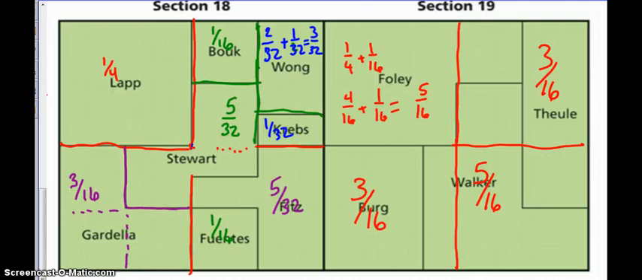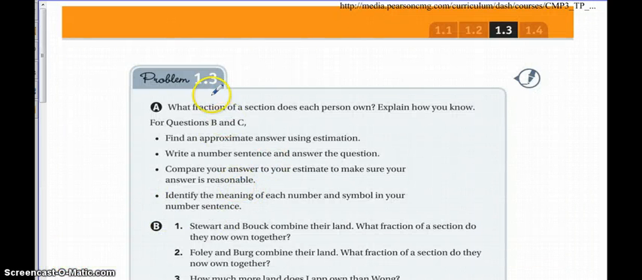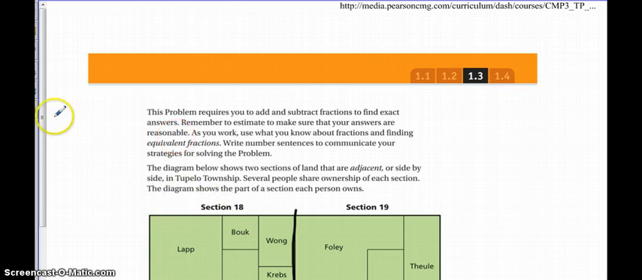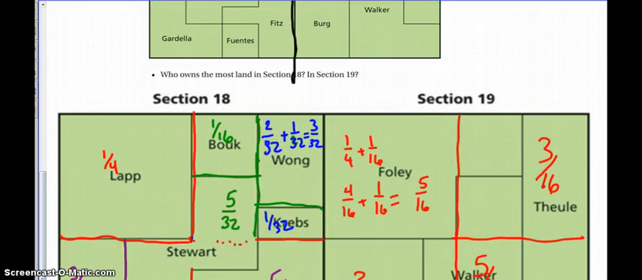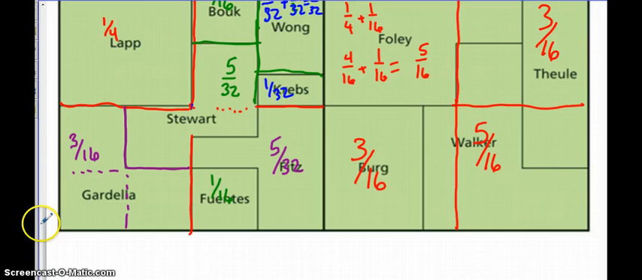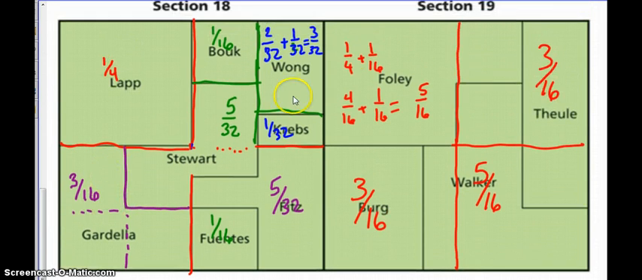All right, so what I want you to do before coming to class tomorrow is to essentially finish A in your spiral. And so what we really need you to do is to copy down the sections here, because the rest of our questions deal with the Tupelo Township and the fractions that each person owns. So it's going to be really important to have these down in your spiral.